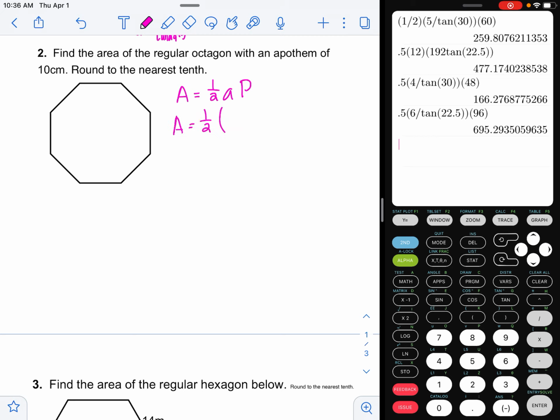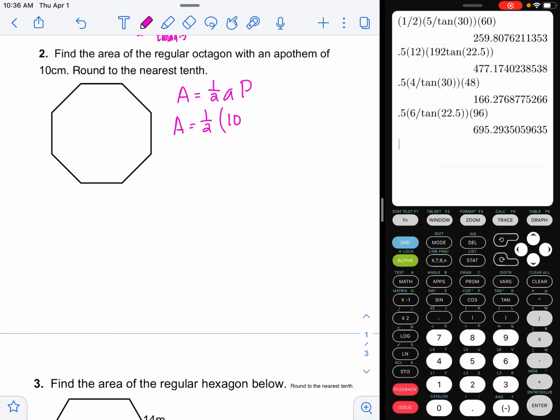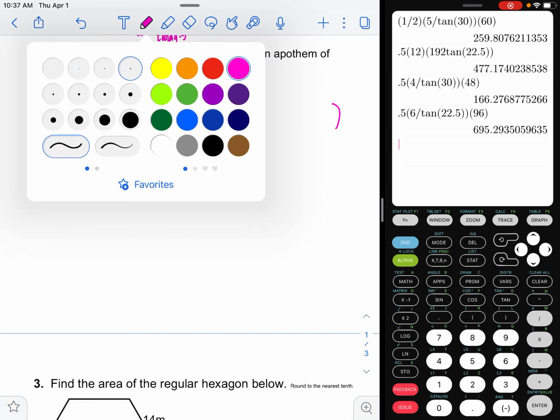I put down area equals 1/2, and I said, was I given the apothem? I was. The apothem is 10 centimeters. Was I given the perimeter? No, so I'm going to leave a big space for that. All right, now I'm going to go to my diagram to help me find perimeter.